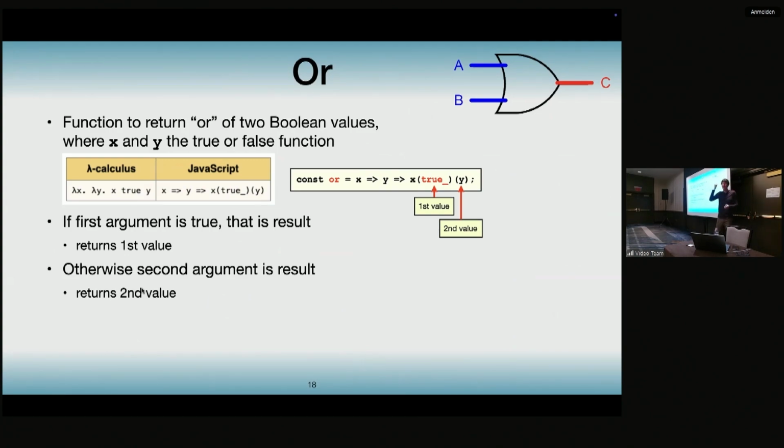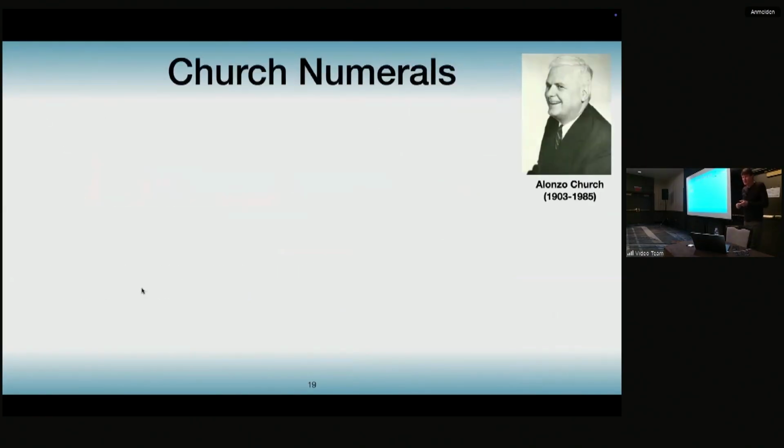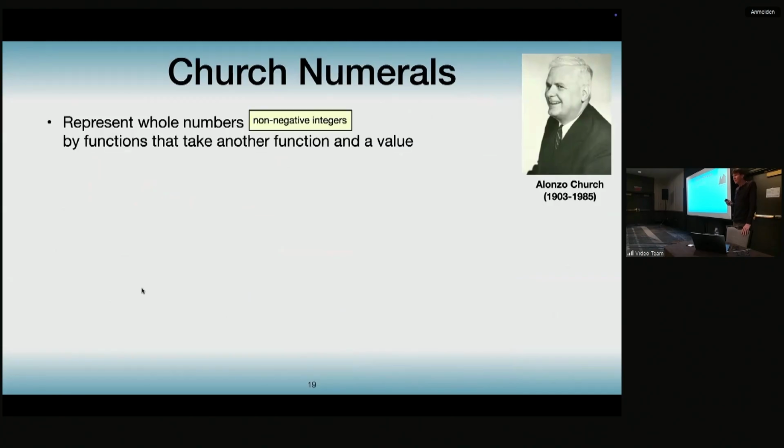Cool. So now we've got all the basic Boolean functions covered. This gets more interesting when we have to throw in numbers. So we have to come up with functions that represent the numbers. Now, we're not working with floating point here. In fact, we're not even working with negative numbers. We're just looking at 0, 1, 2, and so on.